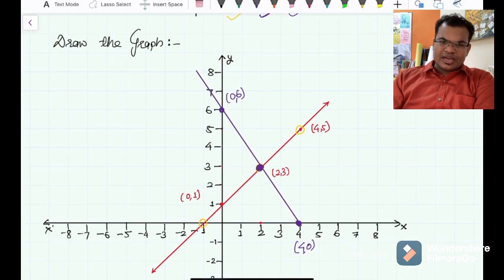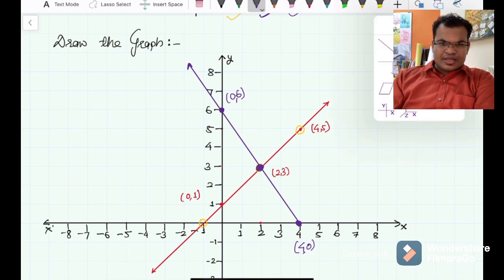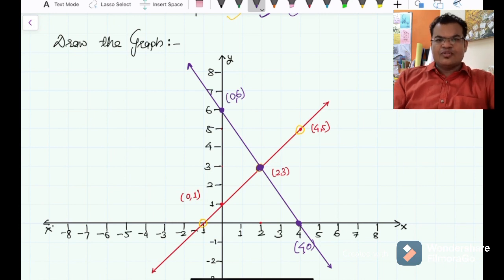So 2 comma 3, and when you join these 3 points, you will again get a straight line which intersects the other straight line at the point 2 comma 3. Right, so just look here, the first line is intersecting the second line at the point 2 comma 3. I can extend this line after the point 4 comma 0 below the x axis. So my two lines are clear here with the x and y axis. They are intersecting at point 2 comma 3.